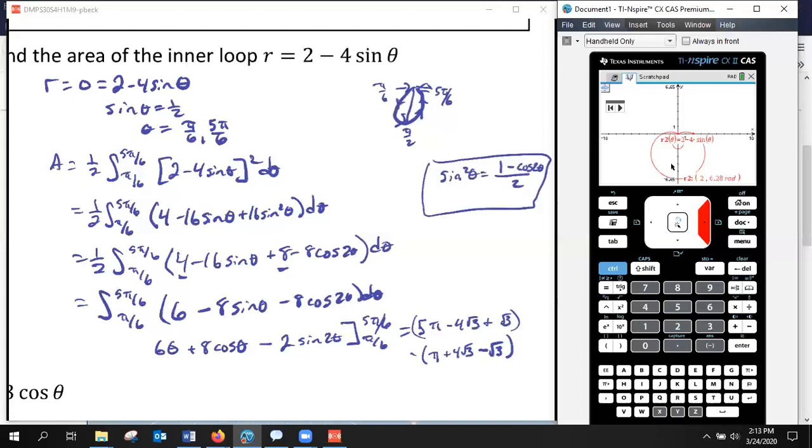Do I have everything that I need? I think that's it. So that gives me 4 pi. Right now I have negative 4 plus the square root of 3. How about negative 4 square root of 3 plus the square root of 3? So that's negative 3 square root of 3. And then I'm going to be subtracting another 3 square root of 3, so that's negative 6 square root of 3. And I get my final answer.